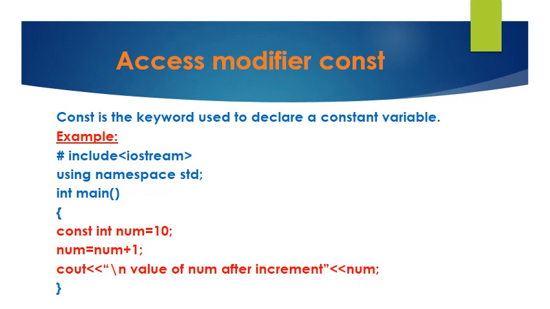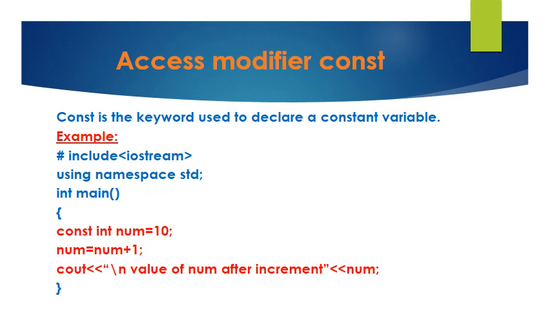Now, look at this example program. Always the program starts with the given first 4 lines. And in the 5th line, we have declared the integer variable num as constant. That means it cannot be modified in the program.